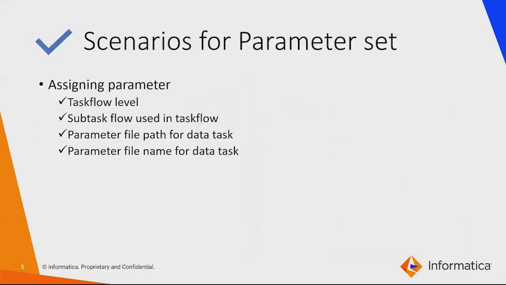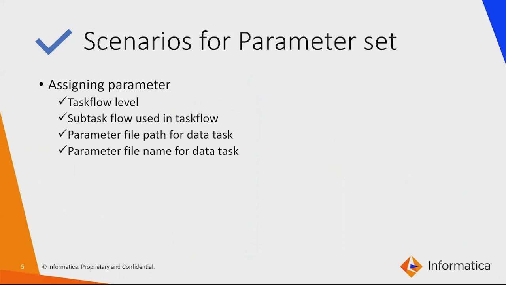So there are some scenarios where we can use this parameter set. As I said, if you want to assign any parameter values which are defined at the task flow level, you have to use the parameter set. Similarly, if there are subtasks within the task flow, and if you are using some parameter within that subtask flow, then they can also be assigned through the parameter set.